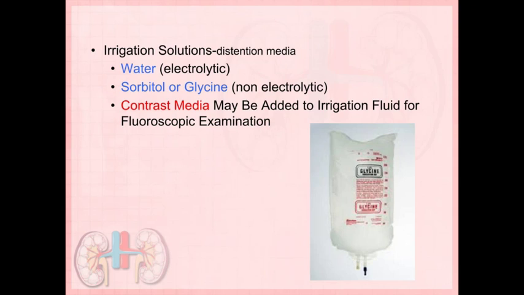An irrigation solution is used as a distension media in cystoscopic procedures. Sterile water is a non-electrolytic solution used for most diagnostic cystoscopies that do not require ESU or bovie. Sorbitol and glycine are non-electrolytic and are commonly used when electrosurgery is required for an operative procedure or one that uses resectoscopes. Contrast media may also be added to the irrigation for fluoroscopic examination. Regardless of the irrigation used, it should be warm to prevent bladder spasm.